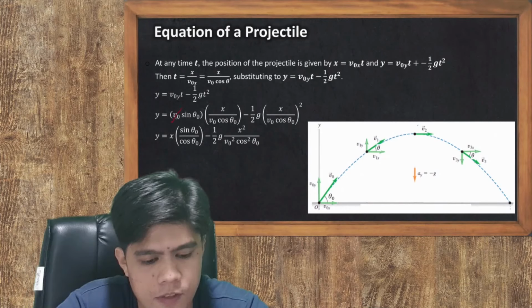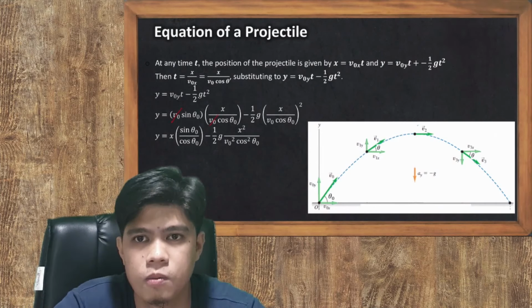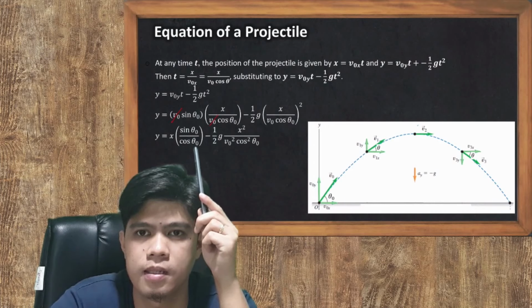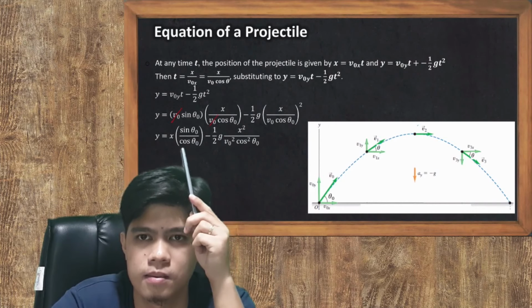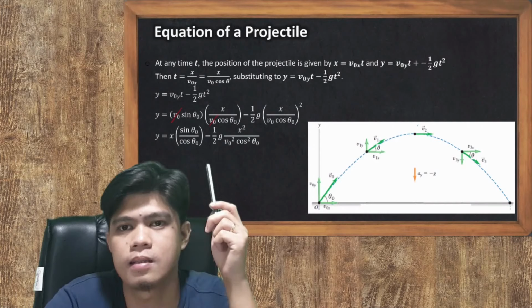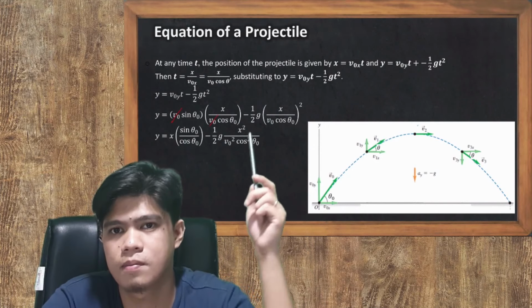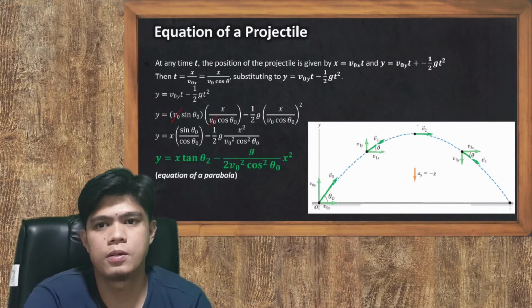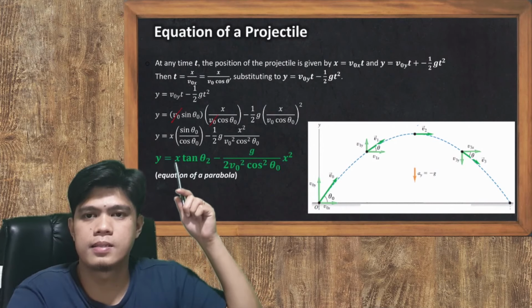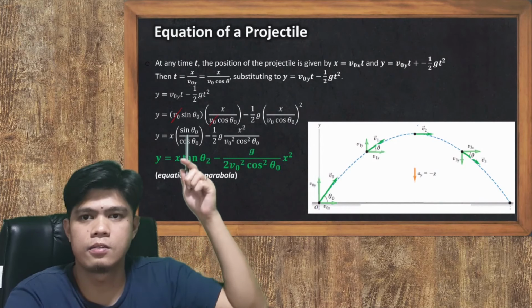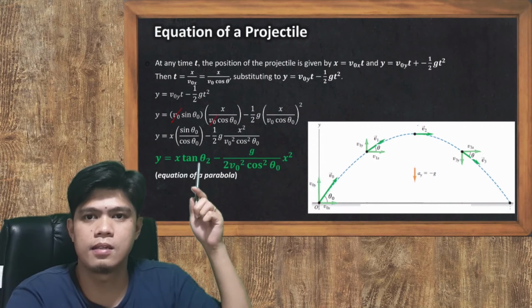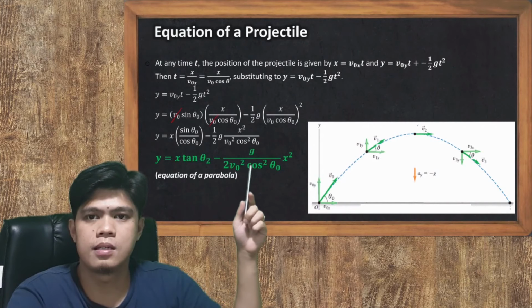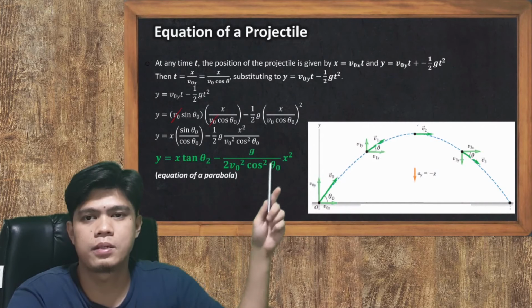So we'll cancel v naught, and our sine theta over cosine theta, which is here sine theta over cosine theta multiplied by x. So x sine theta over cosine theta minus, okay, it's the same, x squared over v naught squared cosine squared theta. So the equation is y equals x tangent theta, which is sine over cosine, tangent theta, minus g over 2 v naught squared cosine squared theta times x squared.